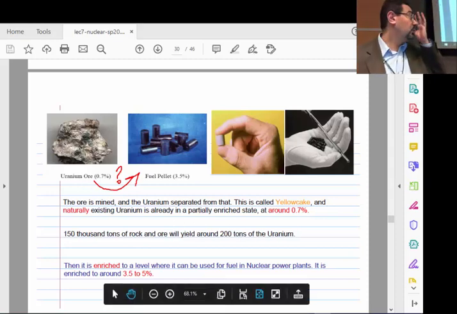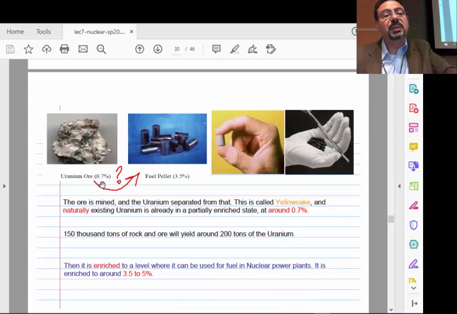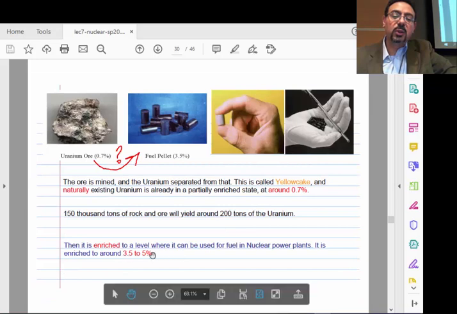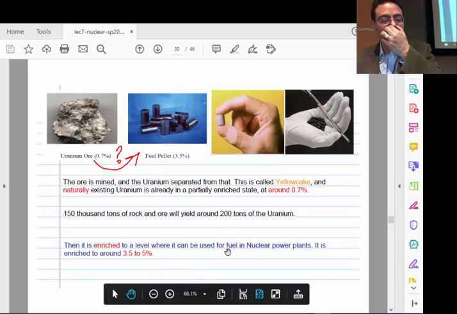So here is uranium as mined, with only 0.7% of 235. They turn it into pellets, and those pellets are put in cladding, like a rod that they get inserted in, and you need to enrich it to be fuel rod. So he's saying the enrichment is basically to make it 3.5 to 5%.